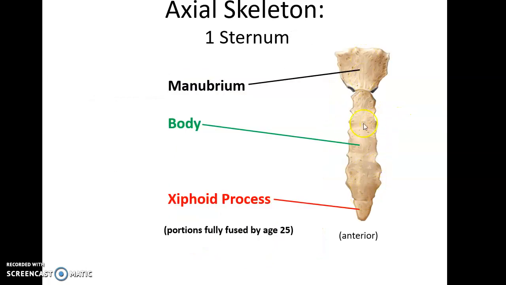So the sternum or breastbone, right in the center anterior region of the thoracic cage, has 3 pieces: the manubrium, which is superior, the body in the middle, and the xiphoid process, which is inferior. And it doesn't fully fuse until someone's around 25.